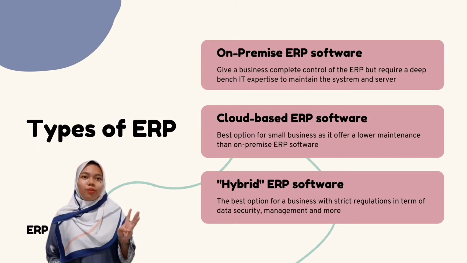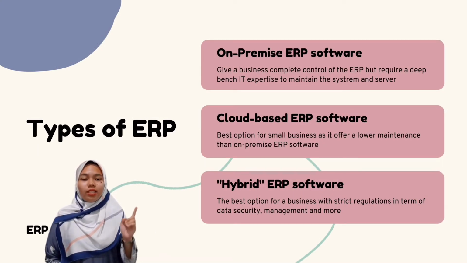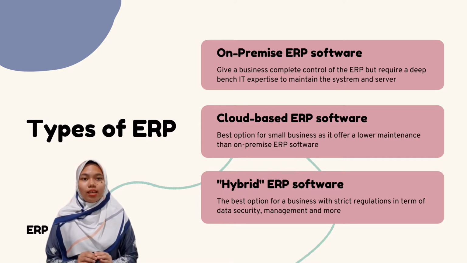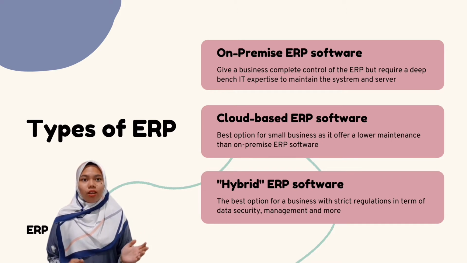There are three types of ERP. The first one is on-premise ERP software. On-premise ERP software gives a business complete control of the ERP software, but it requires a deep bench of IT expertise to maintain the system and the server.